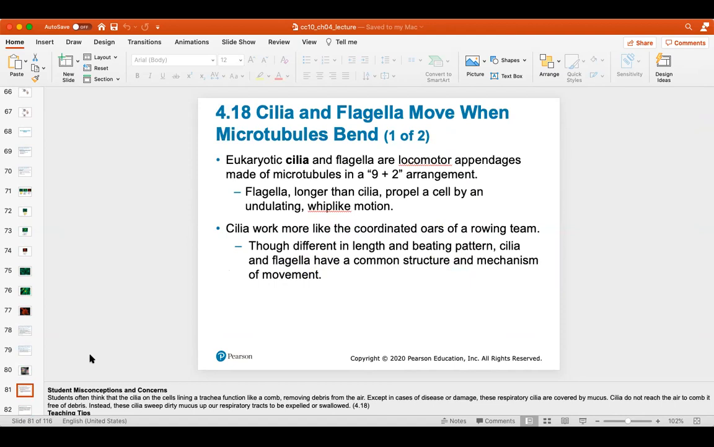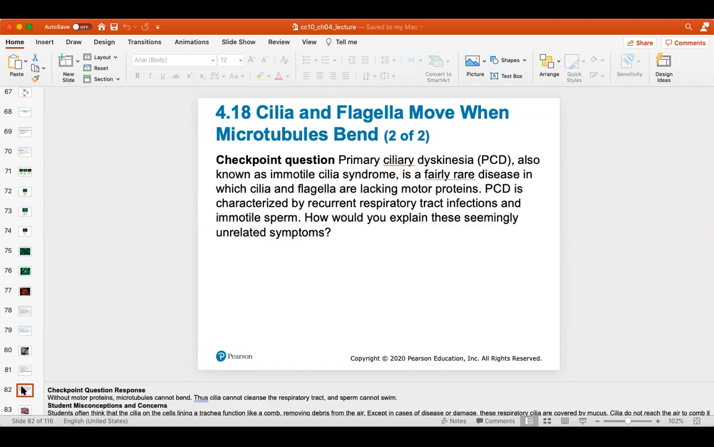Flagella are longer than cilia, and they propel a cell by a whip-like motion. And the only human cell that has a flagellum is the sperm cell. Cilia, in a slightly different way, work more like the coordinated oars of a rowing team. Though they're different in length and beating patterns, cilia and flagella have a common structure and mechanism of movement.